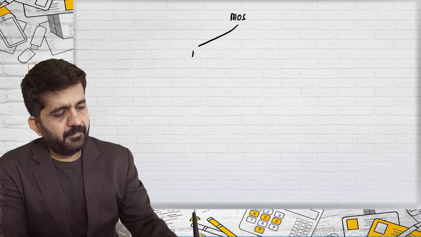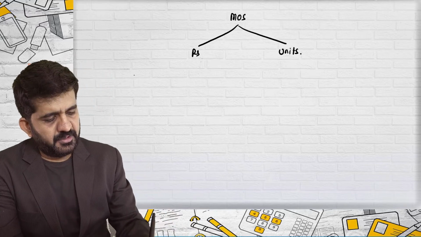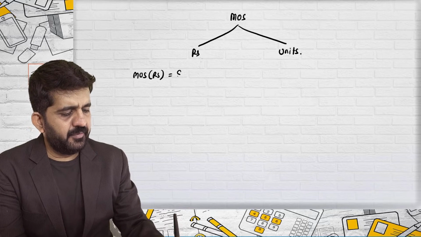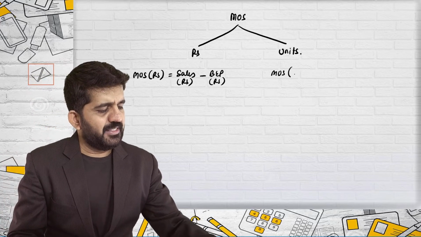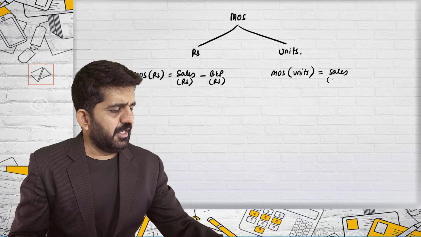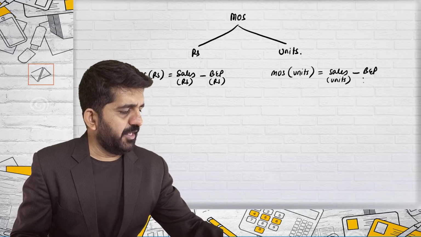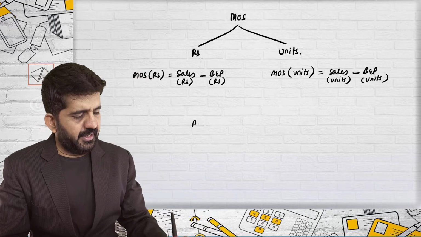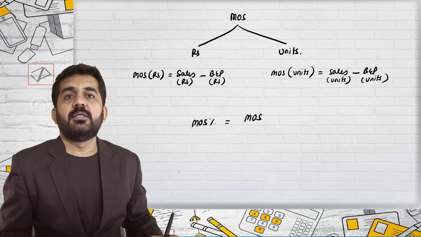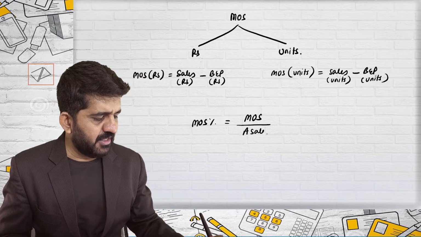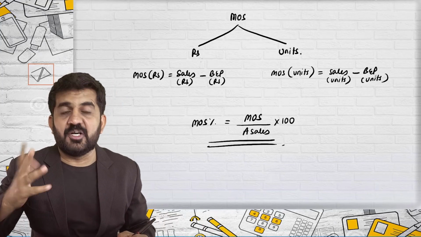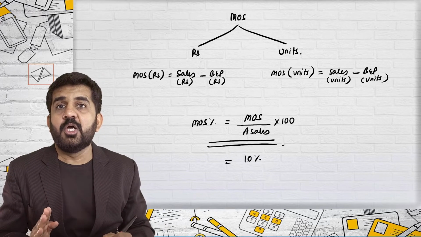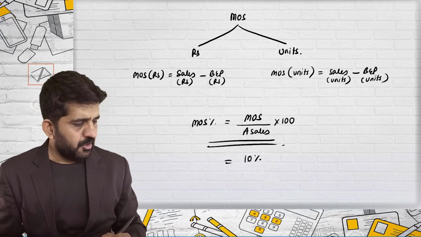Let me just summarize on a new page. MOS in rupees, in units. MOS in rupees will be sales in rupees minus break even point in rupees. MOS in units will be sales in units minus break even point in units. And MOS in percentage is MOS, either in units or in rupees, divided by actual sales. If you have taken rupees in the numerator, take rupees in the denominator; units in the numerator, units in the denominator; multiplied by 100. So you are having a margin of safety. Suppose this answer is 10%. If your sales go down beyond this 10%, you will start incurring losses.